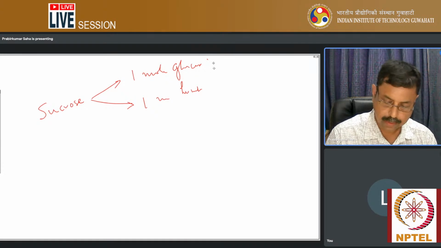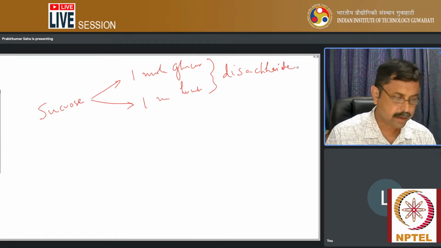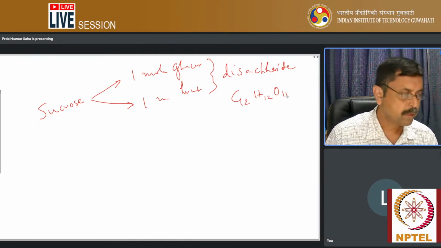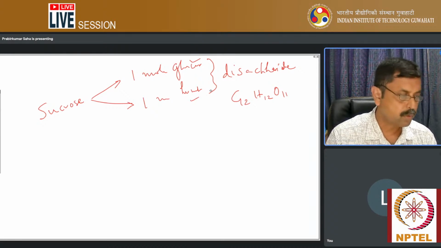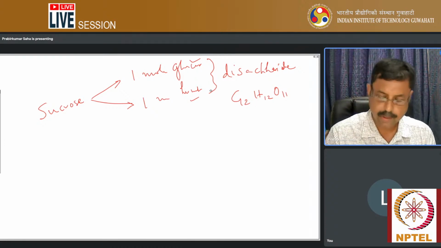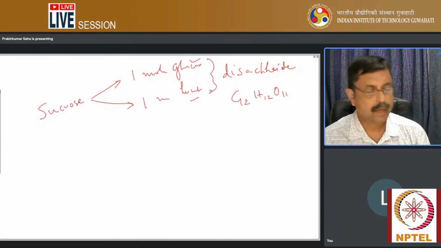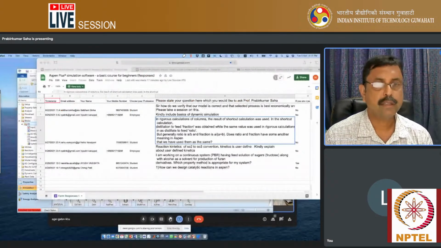So this is a disaccharide, so it is C12H22O11. Okay, and glucose is a monosaccharide. Fructose is also a monosaccharide. So any one of these you have to use the PRSV property package for any simulation involving these things.